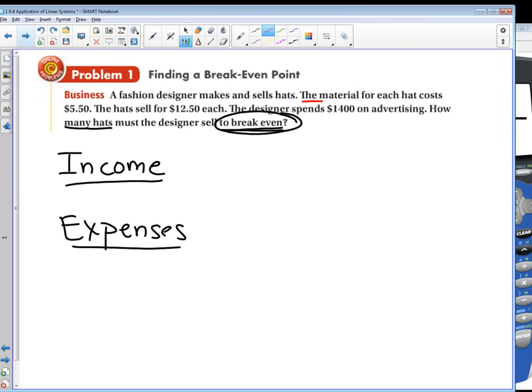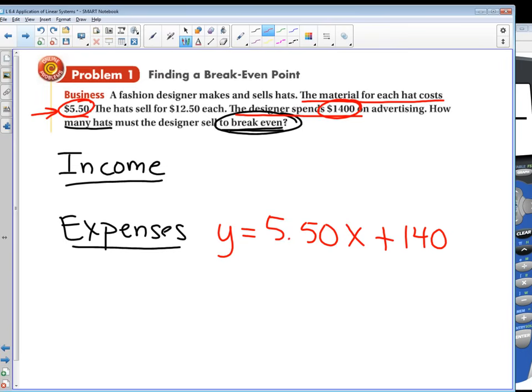Well, the first expense is in this sentence that says material for each hat costs. So start your equation with the total amount of expenses, Y, equals $5.50. Now is that $5.50 once, or does that $5.50 happen more than one time? And the answer is, in this case, it happens for every single hat. So that's multiplied by X, which is the number of hats. Are there any other expenses? Anything else that you have to pay out? And again, the answer is yes. The designer spends $1,400 on advertising. So in addition to each hat costing $5.50, there's also an expense of $1,400.